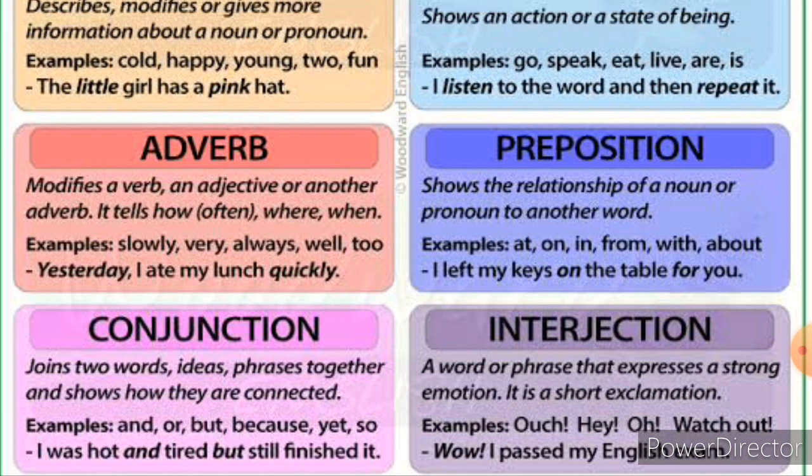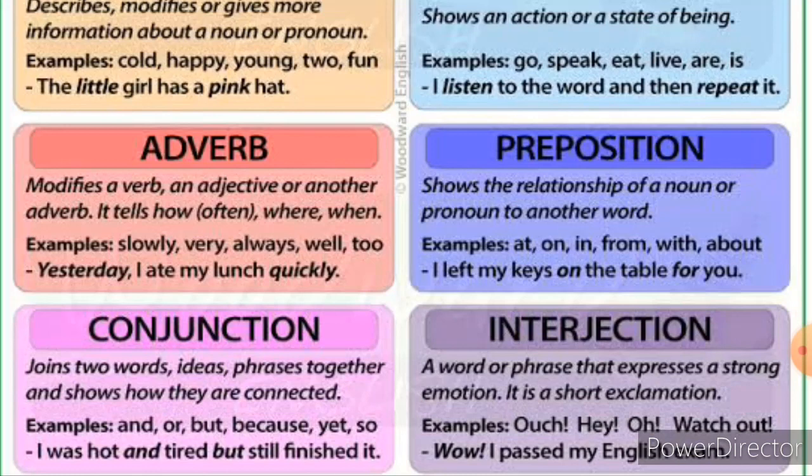Now look at the next one, conjunction. Conjunction means it joins two words or ideas or phrases together and shows how they are connected. So conjunction means it is a joining word. So look at the examples for conjunction. Conjunction means it is a joining word in a sentence. Examples are and, or, but, so, because, if. These are known as conjunctions.